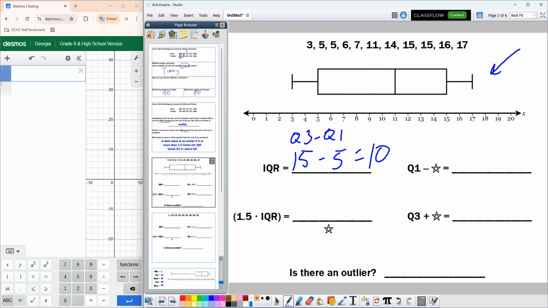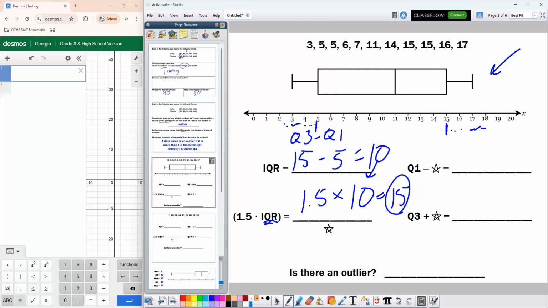I'm going to take that 10, that IQR, and multiply it by 1.5. And 1.5 times 10 is 15. So that's a magic number that I'm going to add to Q3. Q3 is right there. I'm going to add that number, and then from Q1, I'm going to subtract that number. And I'm going to see if anything falls outside of those numbers.